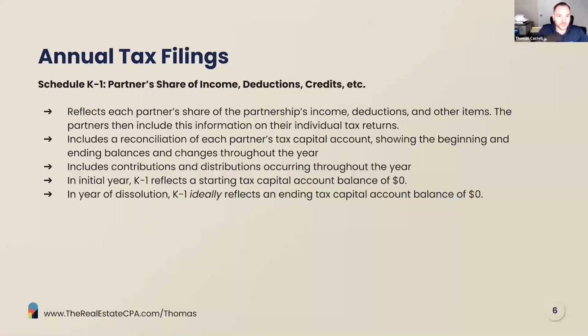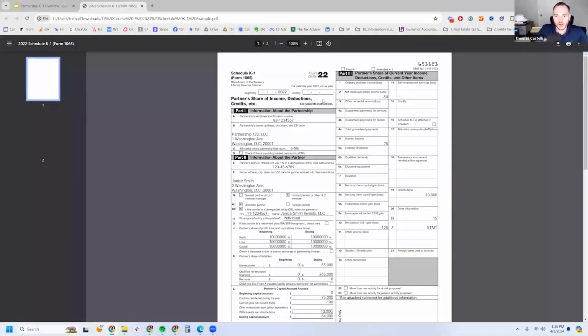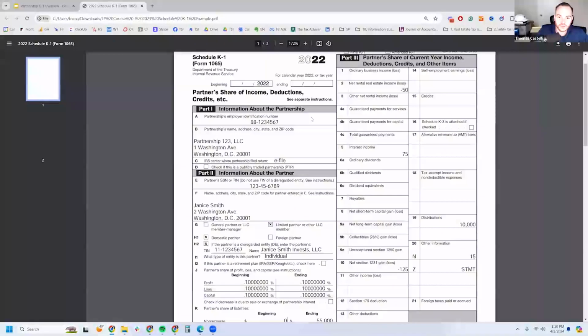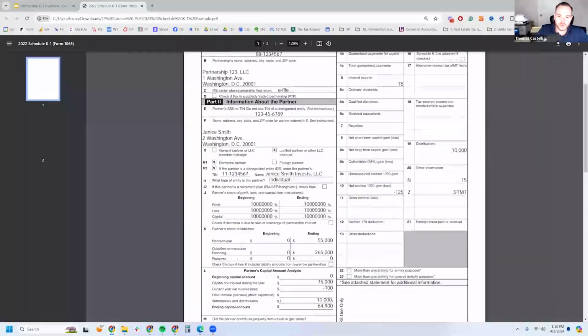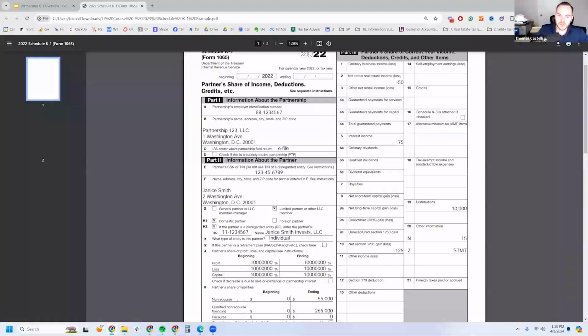So what I did was I do have a sample K1 here. This is from 2022. However, they don't change all that much year over year. Can you zoom in on that, Thomas? Yep, absolutely. So here it is. Briefly, I'll go through some of the stuff on the left. The left is more informational than anything for the most part.